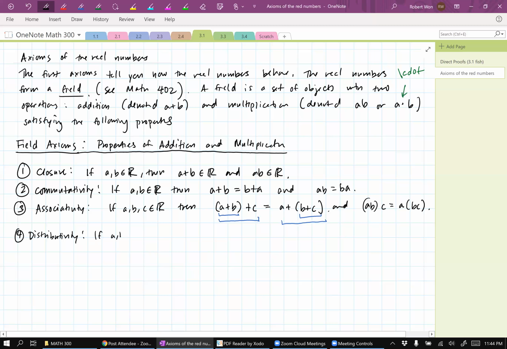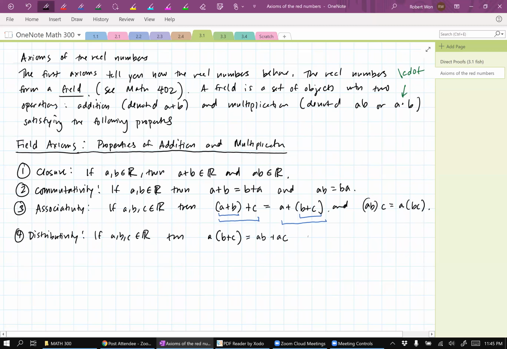So if a, b, c are three real numbers, then if you take a times the quantity (b plus c), so you take the real numbers b and c, you add them, you get another real number, you multiply that by a. This is the same thing as multiplying a by b, multiplying a by c, and then adding the result. Again, a priori, there's no reason that these two numbers should be related, except that we're assuming it as an axiom.